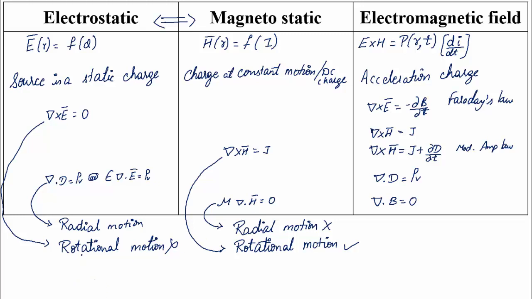And I told it is irrotational, but here it is conservative. These things are very important. Here it is conservative, but here it is non-conservative. Rotational but not conservative. In the case of electrostatic, it is conservative but not rotational. So these things are very important. You should remember.